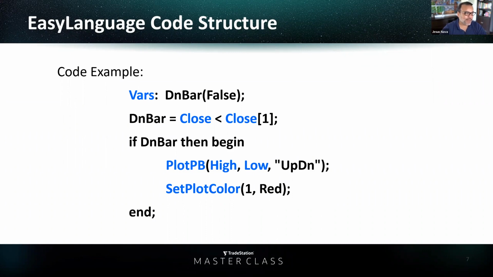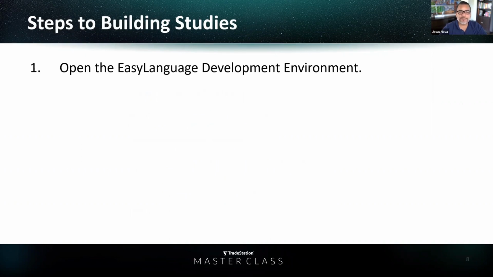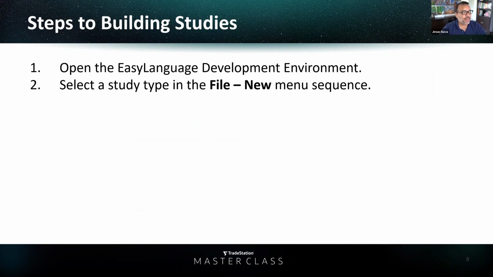And then I have a series of steps here that you have to follow when you create EasyLanguage. It's just as a reference. You don't have to follow the steps to the T, but you have to open up the EasyLanguage development environment, which we're going to get to in a little moment. Then you have to select the study type that you're going to be creating. So the first thing you do is decide, okay, what is it that I'm going to create?